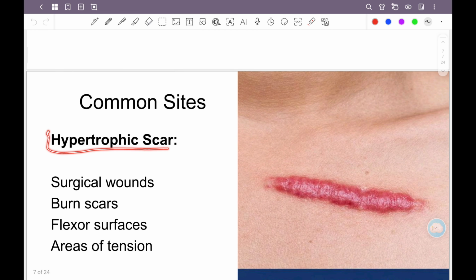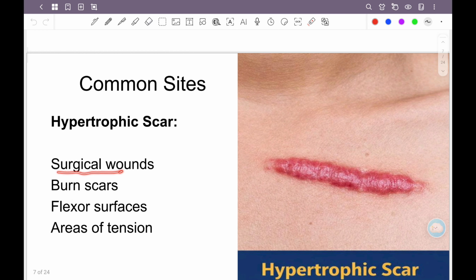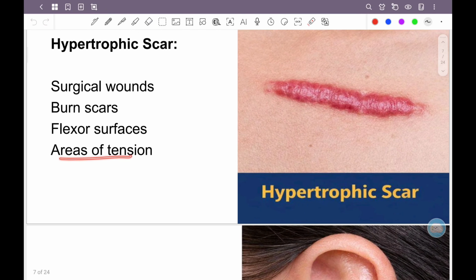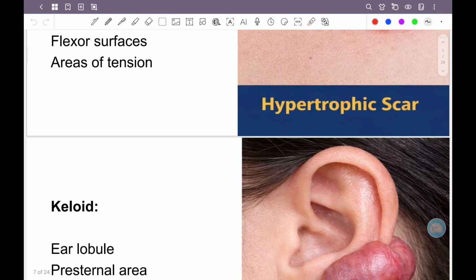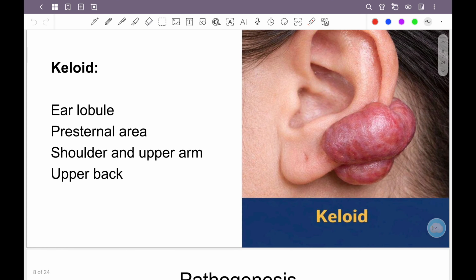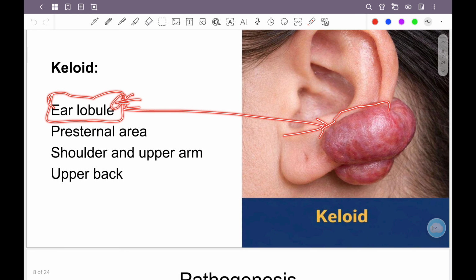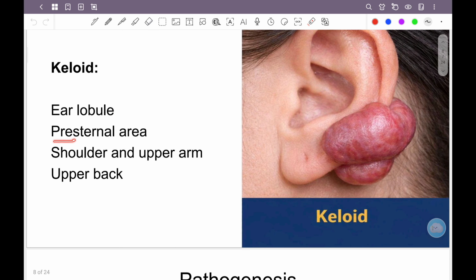So what are the common sites where scars usually occur? The hypertrophic scar can occur anywhere in the body, mainly in surgical wounds and burn scars, on flexor surfaces and areas of tension. Whereas the keloid has special places. Classically, keloids are seen on the ear lobule, which is the most common site. Others are the presternal area, in the chest, as well as the shoulder, upper arm, and upper back.